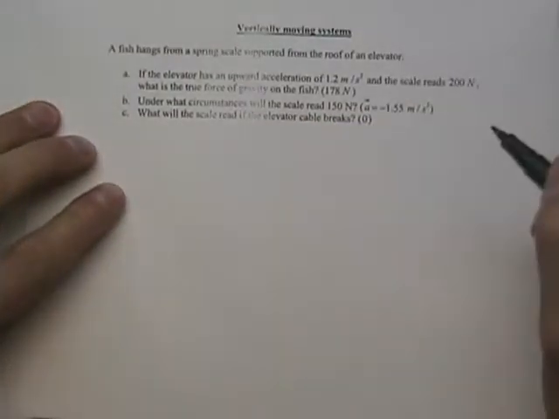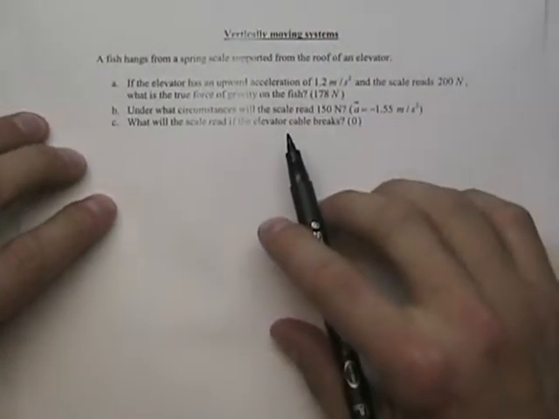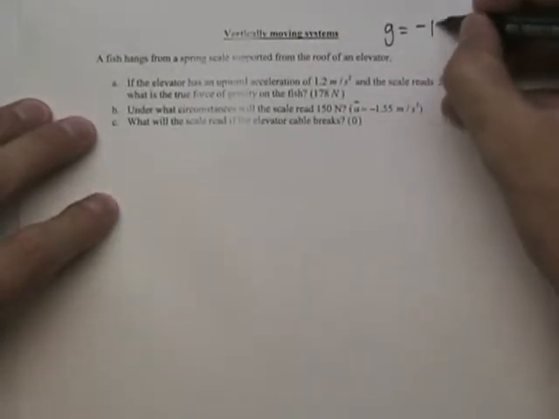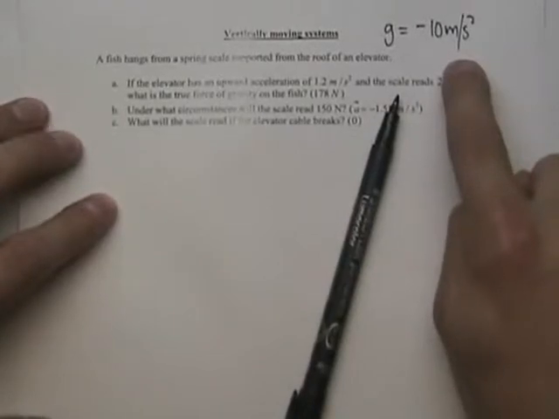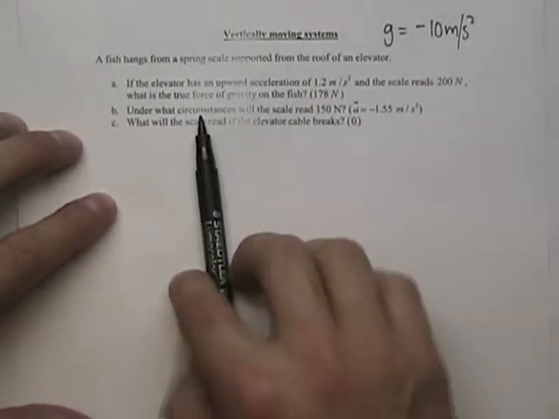Okay, these are vertically moving systems. Vertically moving systems, they're strange. I guess you just need to remember one thing: gravity is minus 10 meters per second squared. We'll use minus 10. If you remember that fact, then you just logic your way through all this stuff.